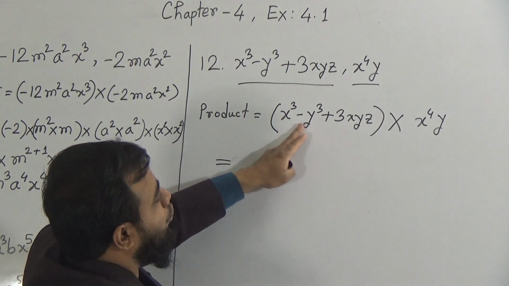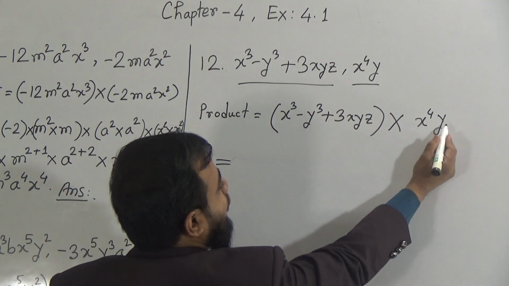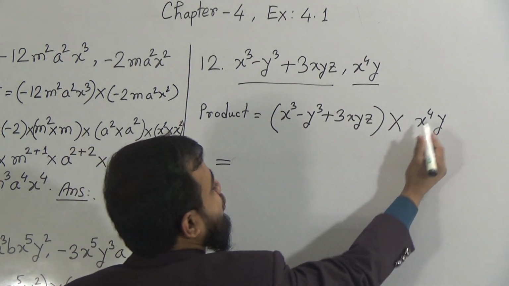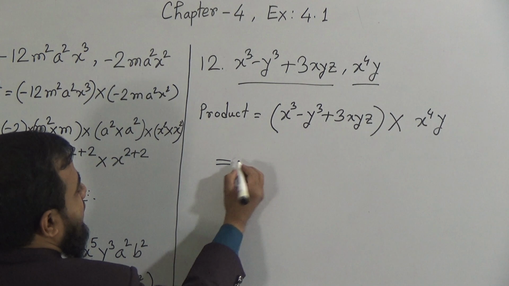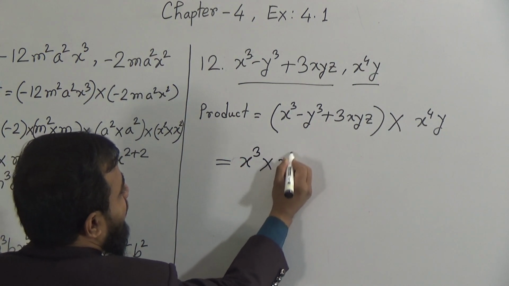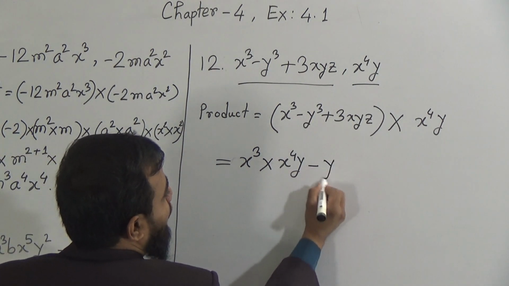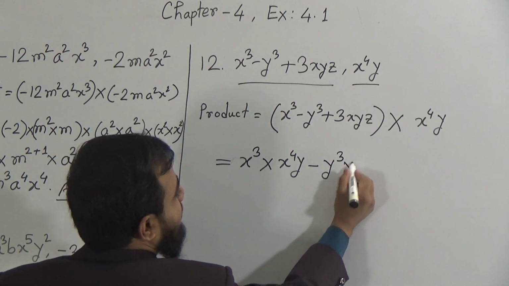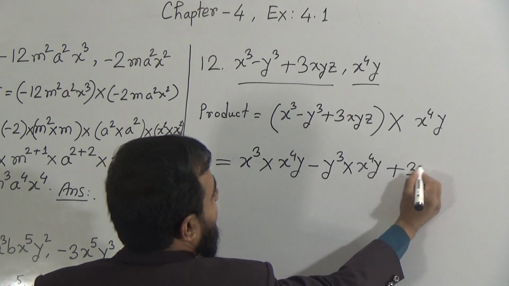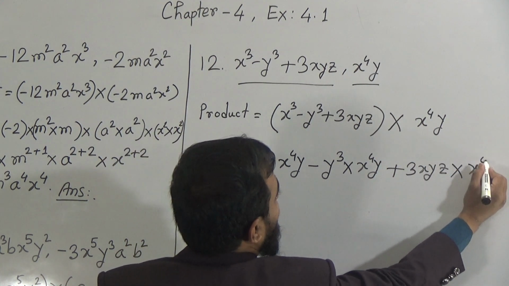And also this minus y cube is also multiplied with x to the power 4y, and also plus thrice xyz is multiplied with x to the power 4y. Now I am writing this one like this. x cube is multiplied with x to the power 4y. Okay, now minus y cube is also multiplied with x to the power 4y. Also plus thrice xyz is multiplied with x to the power 4y.